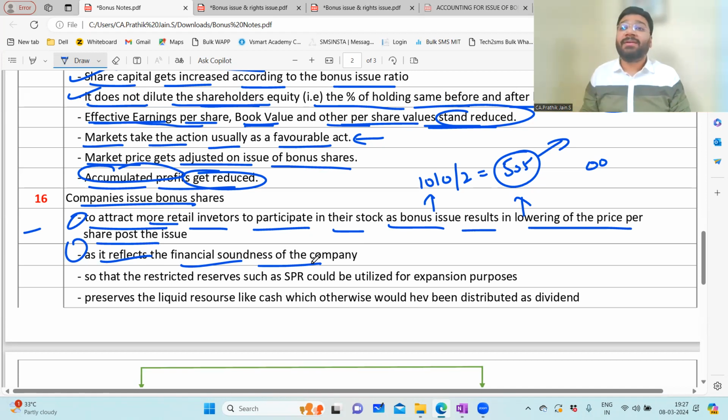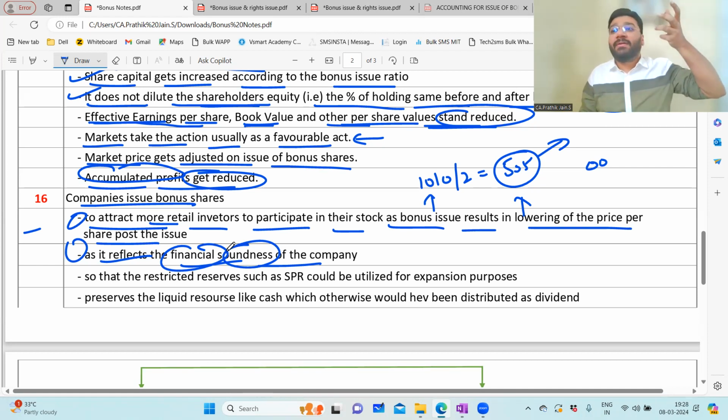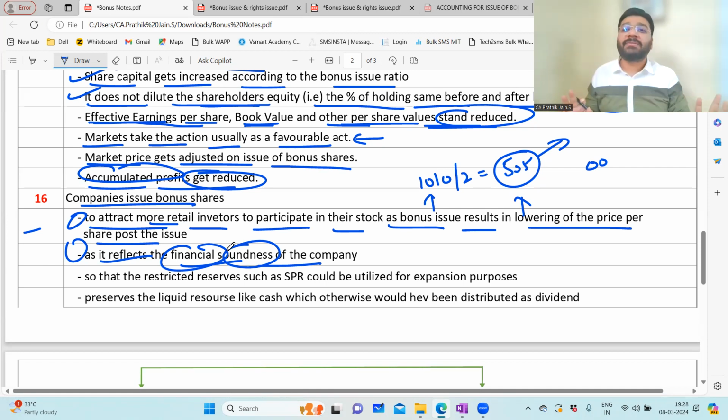When my sales are high, when my service income is high, when my expenditure is less, which means that I'm doing good business, no? Income is high, expense is less, profit is high, and that profit I'm giving to you in the form of bonus shares. So that shows how strong my company is. So it reflects the financial soundness of the company. Soundness means what? High soundness means high efficiency in the company, the better the company is. Low soundness means okay companies. So soundness means the financial strength of the company.